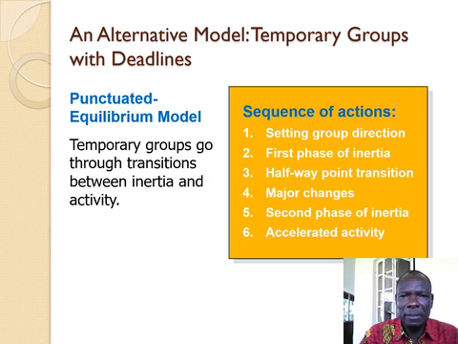And these groups go through the 6 stages as it is listed here. The first stage is setting up group direction at the birth stage. And then there is what we call the first phase of inertia, pulling and pushing, pulling and pushing. Then stopping and pulling and pushing. And then we move to what we call the halfway point. The halfway point is a point of transition where you're saying, no, we have been struggling for too long. It's high time we make progress. So the halfway point is a point where you decide now we must move forward.